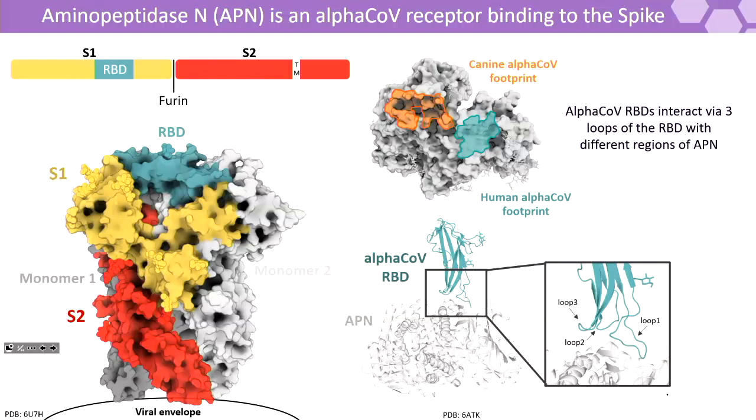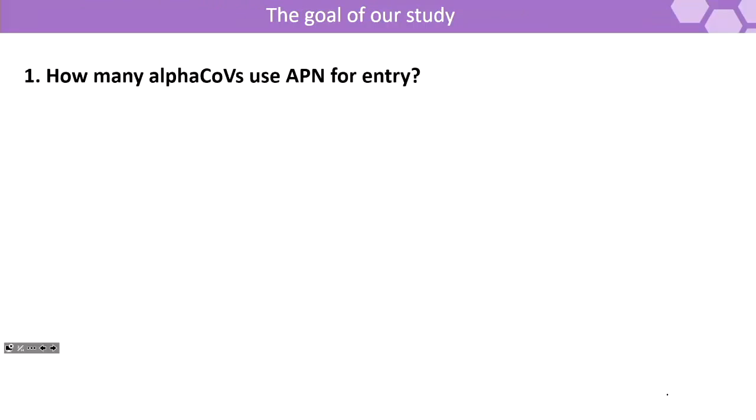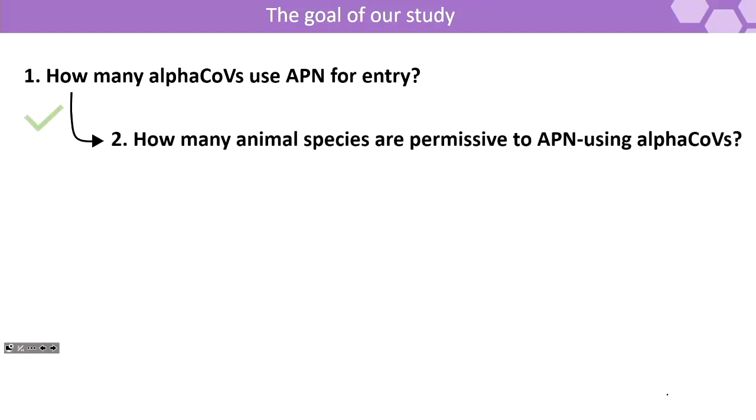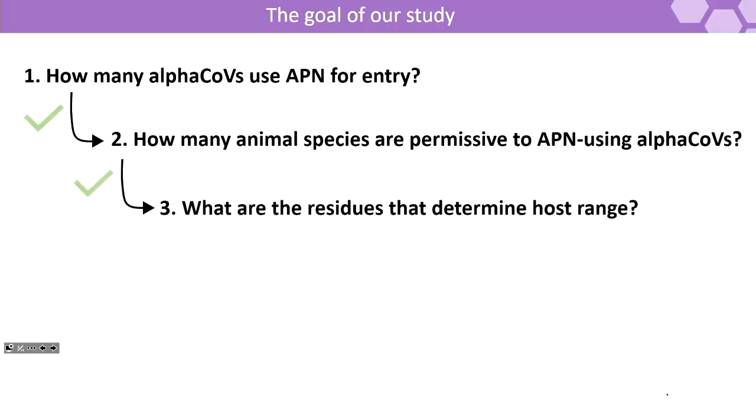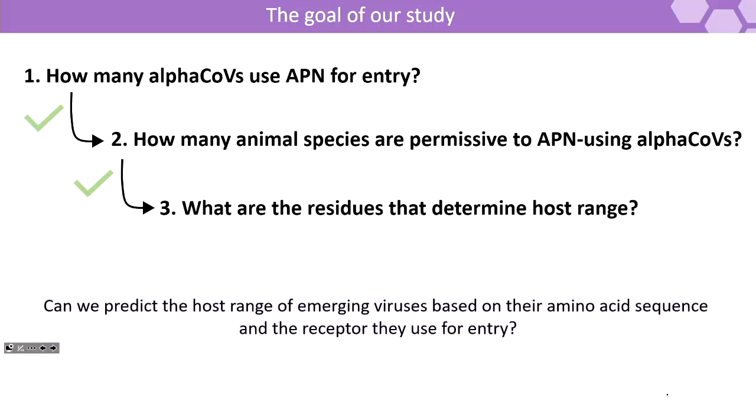So this is where our work started. The goal of our study was to identify how many alphacoronaviruses use APN for entry, and after defining those, to see how many animal species are permissive to APN use in alphacoronaviruses, and in even greater detail, what are the residues that determine APN-related host range. This goes into a bigger question we have in the lab: can we predict host range based on the attachment proteins of viruses and the proteinaceous receptor they use for entry?